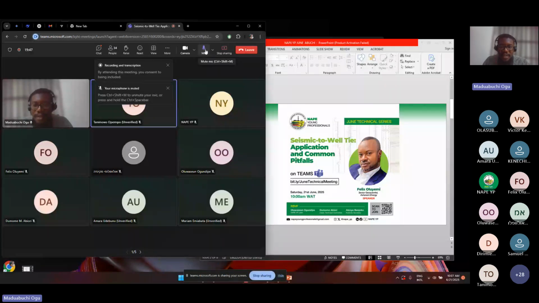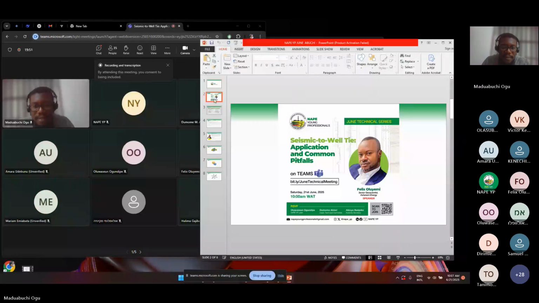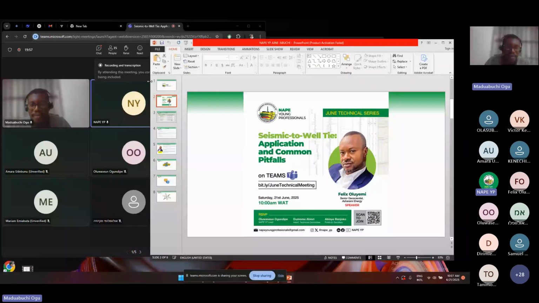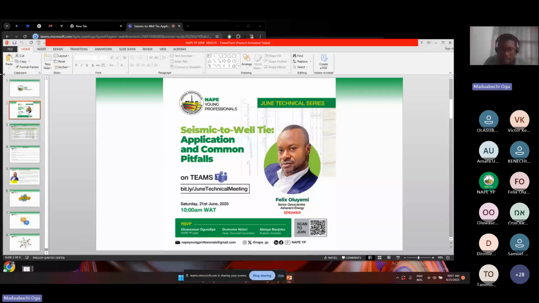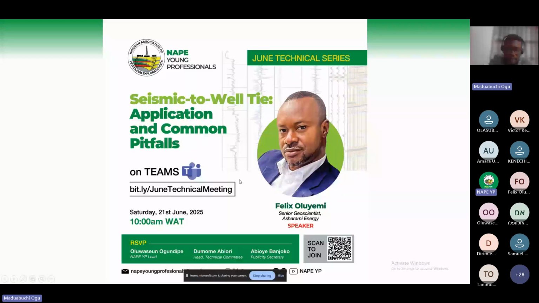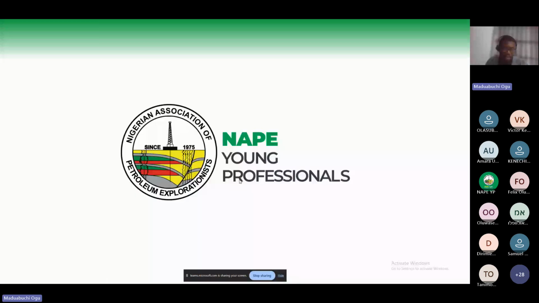Please confirm you can see my screen. Whenever you see it, let me know, please. Yes, we can, but it's not on the full view mode. Okay, I want to do this. Yeah. So please confirm it's on the full screen mode. Yes, it is. Thank you.